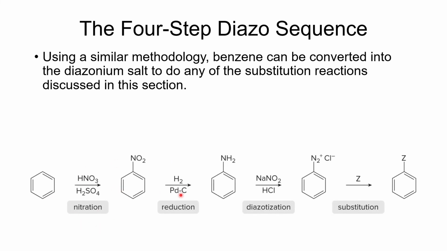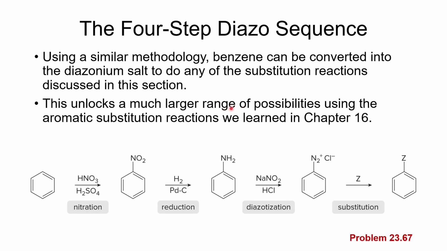So you do nitration, reduction, diazotization, and then substitution. And at any point along the way, there are potential reactions that you could have done on these. And then when you remove this or convert it into something else, it looks as though you have done something that seems impossible. So it unlocks a much larger range of possibilities to our electrophilic aromatic substitution reactions that we talked about back in chapter 16. It gives us a lot more tools. So anything that gives us more options is really good.